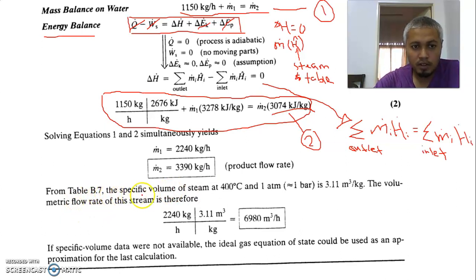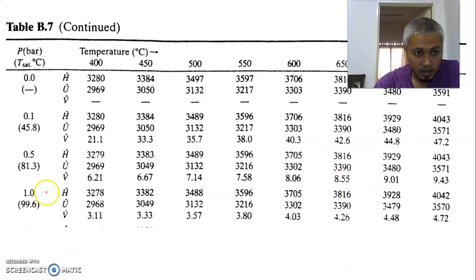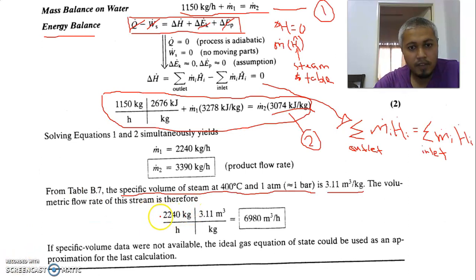from table B.7, the specific volume of steam at 400 degrees and 180 kPa or 1 bar is 3.11 meter cube per kg. So I will show you how to get this. Okay, this is 1 bar or 180 kPa. Then this is the specific volume. Okay, just now we got the value of M. Since we have the value of mass flow rate, which is this is M1, belonging to the second source.